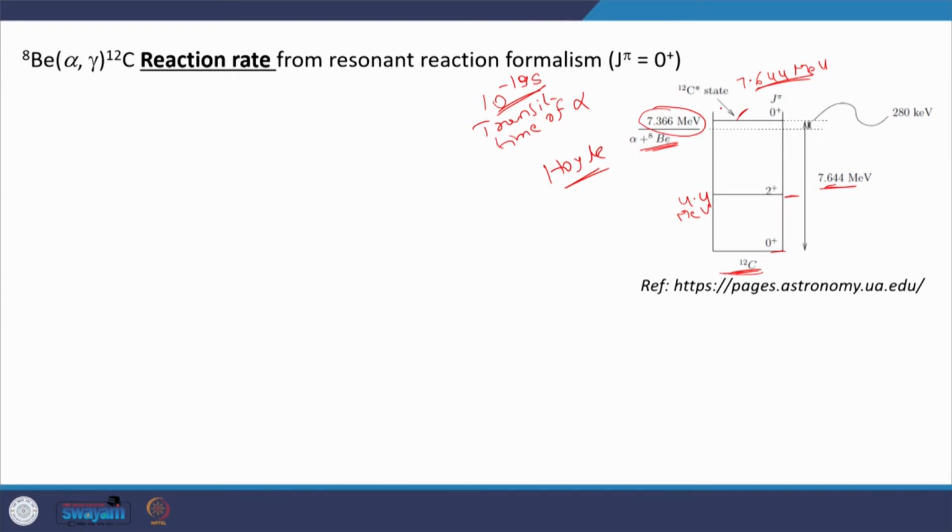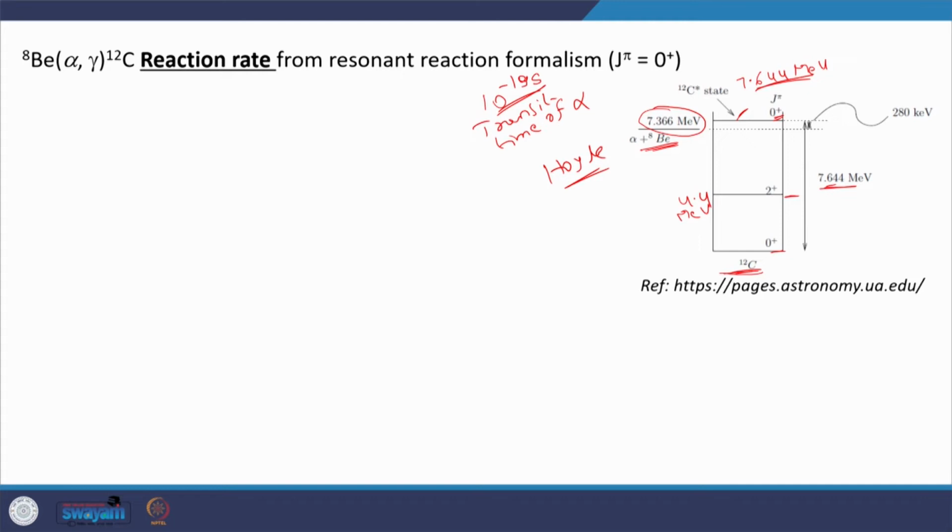And the interesting part is that its spin and parity, if you see, is 0 plus. So, what? The excitation or de-excitation is forbidden. The excitation and de-excitation directly is forbidden. From 0 plus to 0 plus it is not possible, right. So, that also I will discuss in due course. So, Hoyle suggested that alpha plus beryllium 8 occurs through a resonant mechanism.